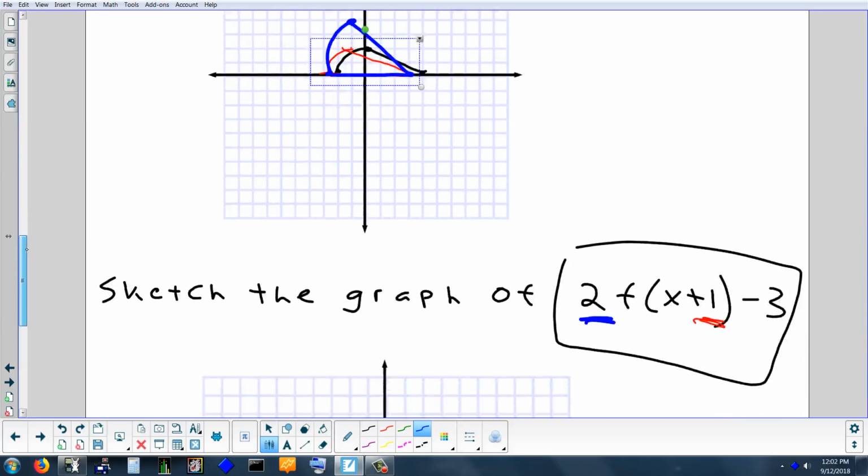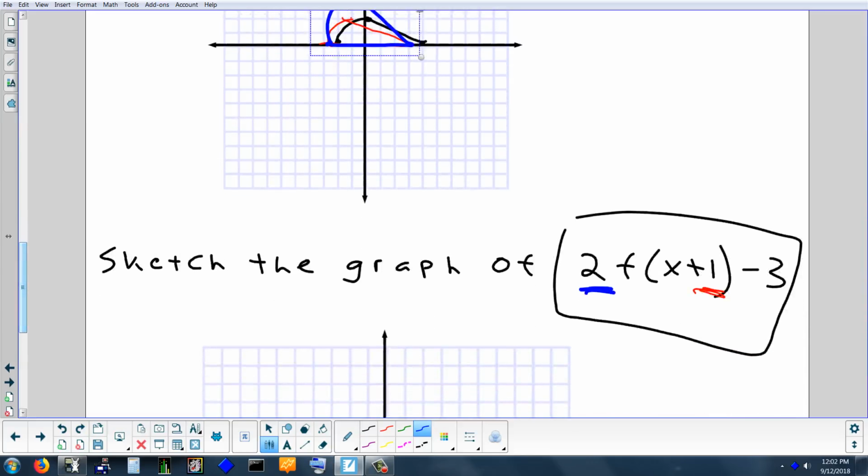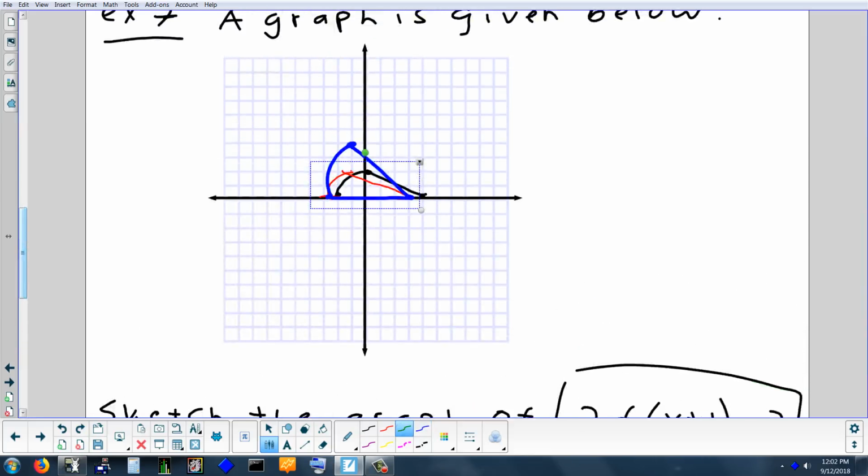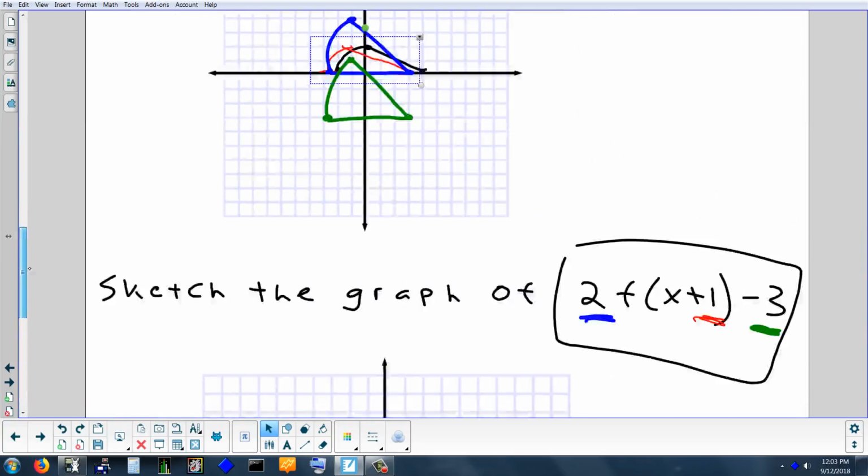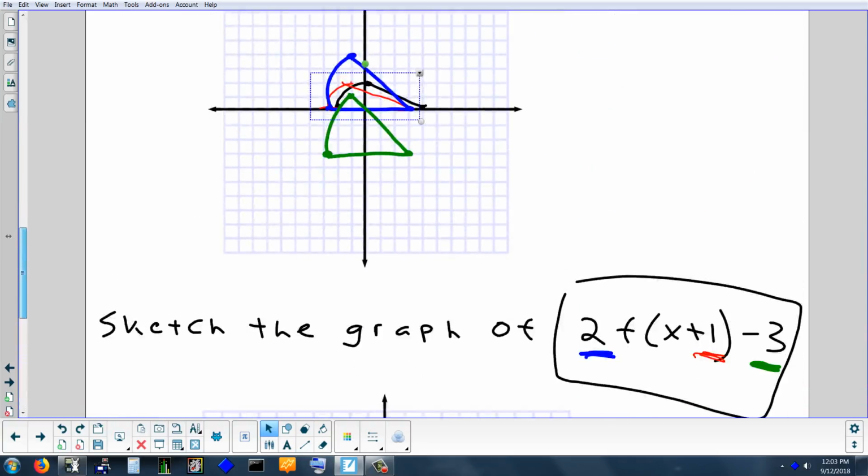And then what's the last transformation asking me to do? Shift down 3. So the final answer would be what I'm about to draw in green. Shift down 3. So if you were doing it, green is all you need to draw. That's the final answer. Okay, I had a separate grid, but I didn't use it. Any questions on that? Okay.